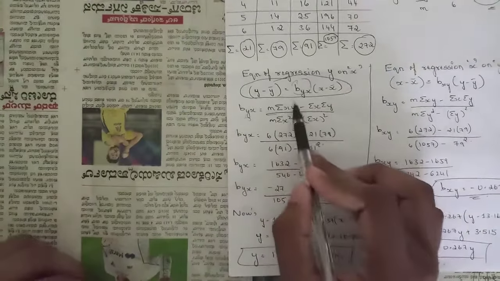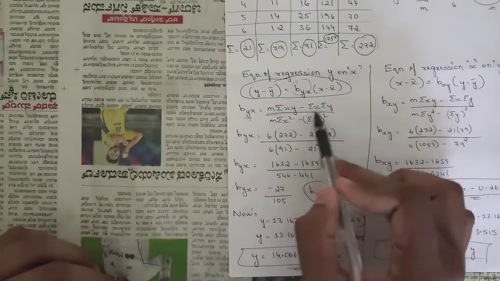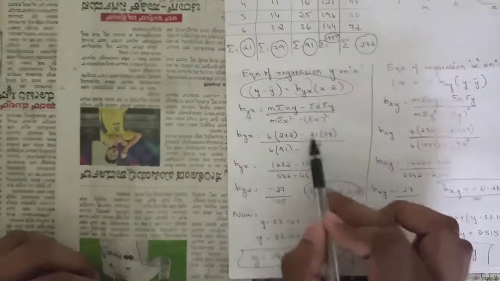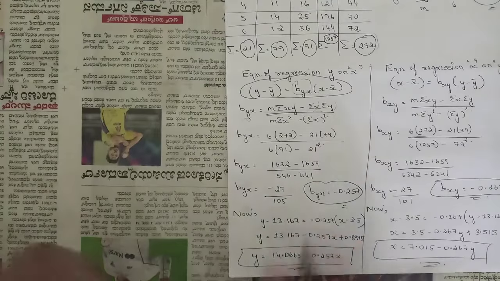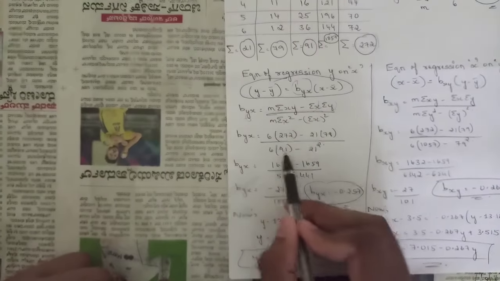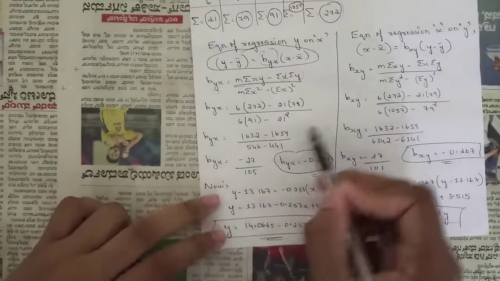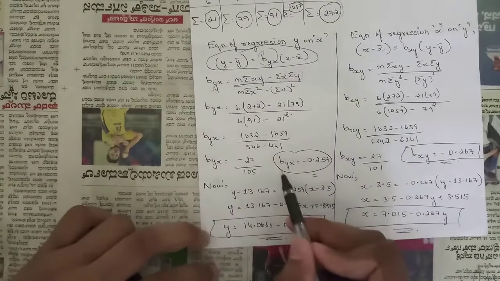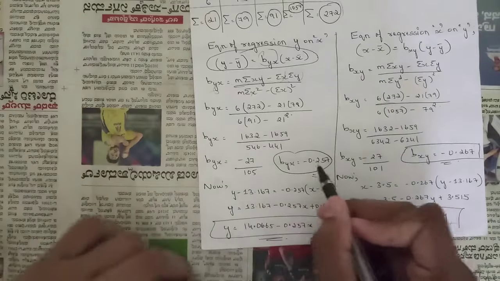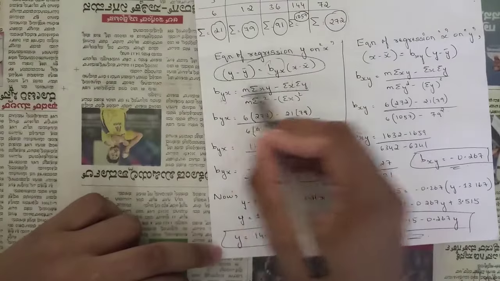This is the formula. Here summation xy is given as 272. Substitute it. Summation x, summation y is given as 21 and 79, divided by n into summation x square, that is 91. So 6 into 91 minus summation x the whole square, that is 21 square. So after solving this, we get b suffix yx as minus 0.257. So whatever we got, put it in this equation.